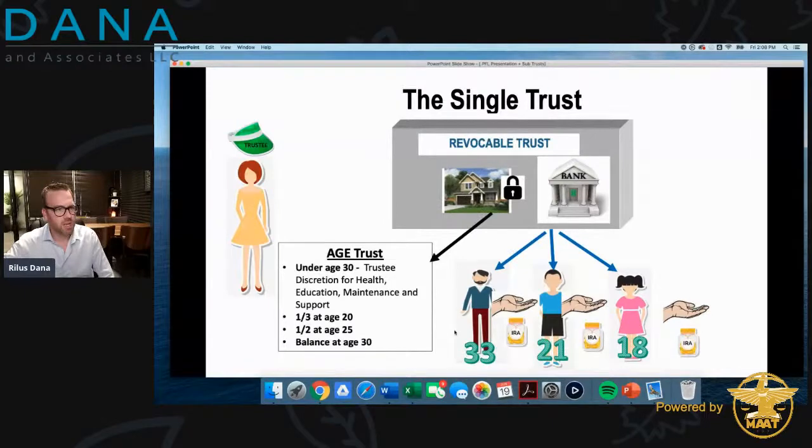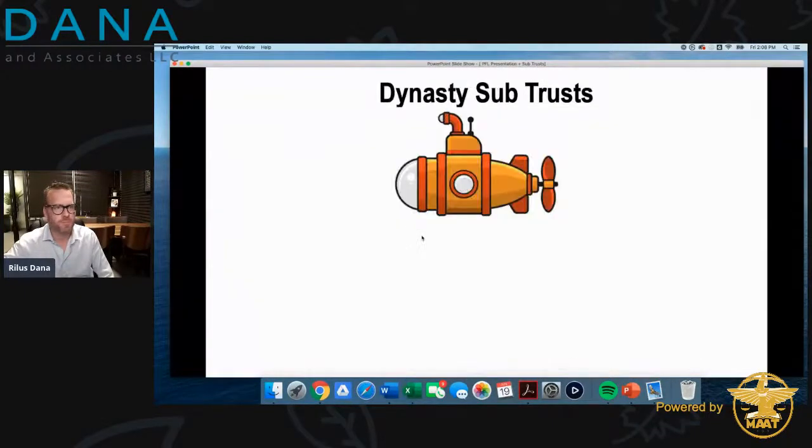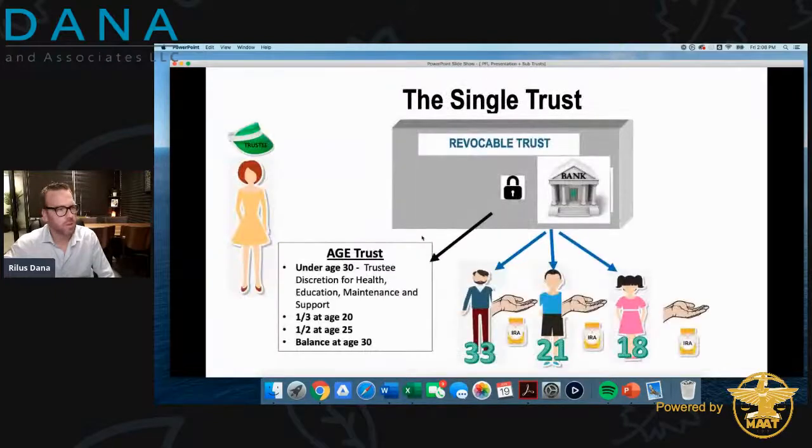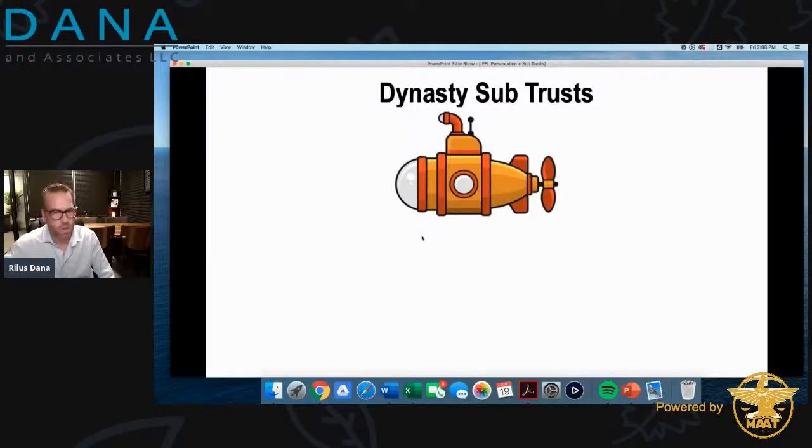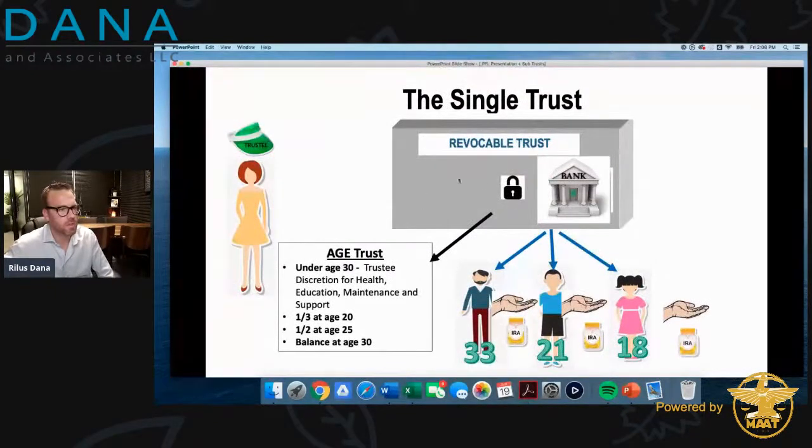So what happens here, the trustee decides to sell the house in this scenario. Okay, that's all we got. So what happens, since this beneficiary is over the age of 30, he's 33, then he'll receive the balance of his share. That'll go straight out to him.